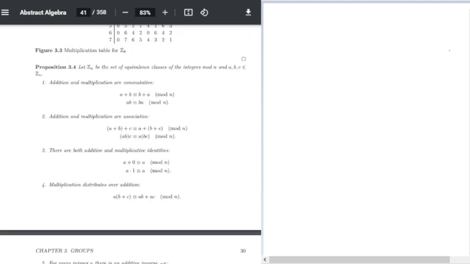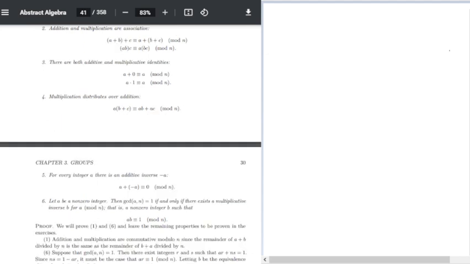Proposition 3.4. Let Z sub n be the set of equivalence classes of the integers mod n, and a, b, c be elements of Z sub n. 1. Addition and multiplication are commutative. That is, a plus b is congruent to b plus a mod n, and ab is congruent to ba mod n. 2. Addition and multiplication are associative. That is, (a plus b) plus c is congruent to a plus (b plus c) mod n, and (ab) times c is congruent to a times (bc) mod n.